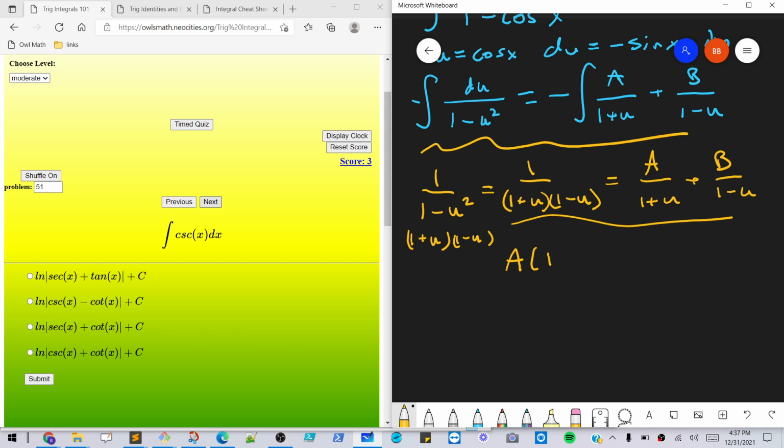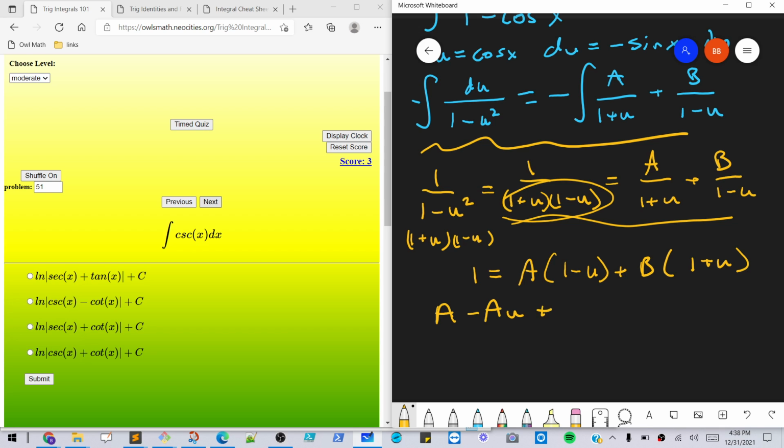So what we're going to do is we'll multiply through by this. If we multiply everything by that quantity, we will end up with 1 equals A, 1 plus u cancels, so we're going to get A times 1 minus u plus B times 1 plus u. We'll distribute that out, just distribute through like this. Just flipping to the other side, just because I feel like it.